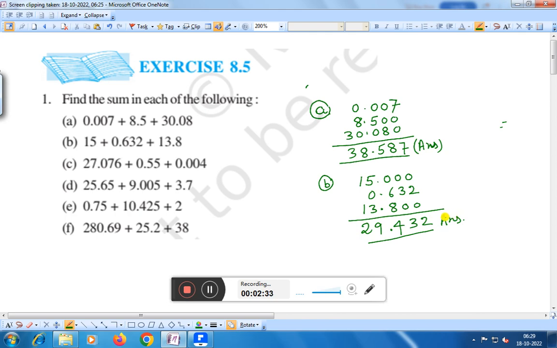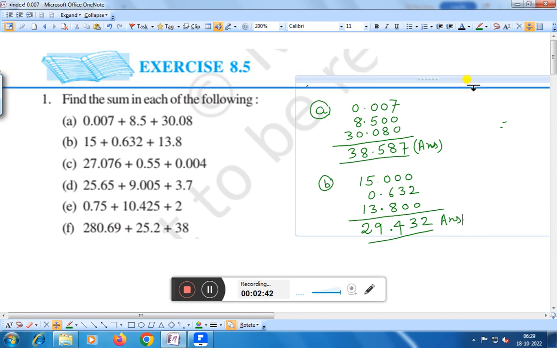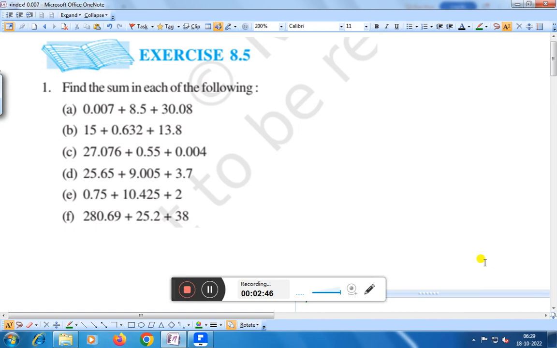Now we will solve question number C. Question number C is 27.27, 27.076, 0.55, you can write it as 0.550, and 0.004.